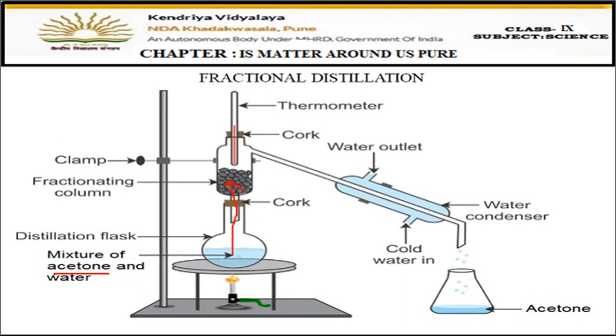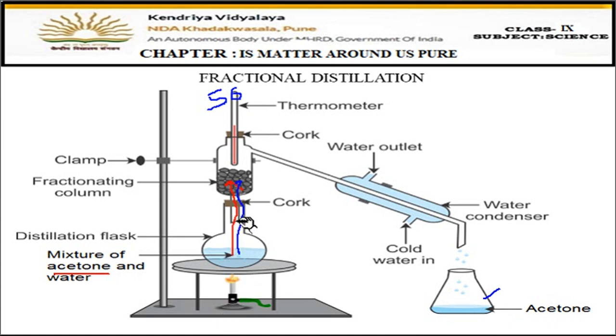But suppose some of the water molecules also get excited and start converting to vapors at 56 degrees. So this is the vapor of water which is going up. So acetone vapors along with water vapors are going into the fractionating column now. But the temperature is 56, so water should not go out. Otherwise, what will happen? Water and acetone will both mix again in the beaker. So we have to stop the water vapors here only. So what will happen, children?